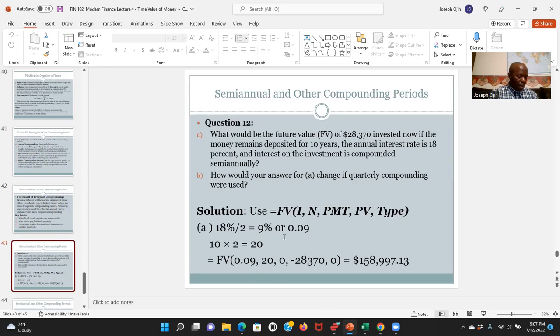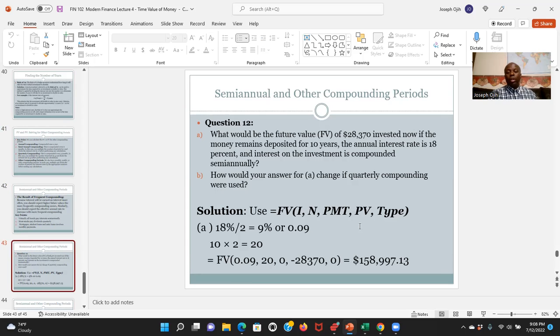Next is the payment. There's no payment until the end of the period, so payment is 0. Present value is how much was invested. Now, 28,370 was invested, so that represents money leaving your pocket. Remember, you must put the sign that reflects the direction of the cash flow. Money is leaving your pocket, so it has to be negative 28,370. Then type. You receive the interest, the return, at the end of 10 years. So there are no intermediate payments, not at the beginning. So type will be 0.